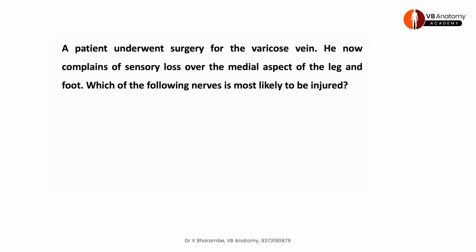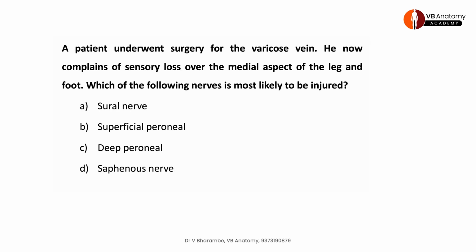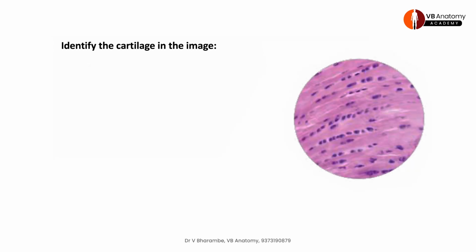A patient underwent surgery for varicose vein and he now complains of sensory loss over the medial aspect of the leg and foot. Which of the following nerves is most likely to be injured during the procedure? Sural nerve, superficial peroneal nerve, deep peroneal nerve and saphenous nerve. The answer, saphenous nerve.